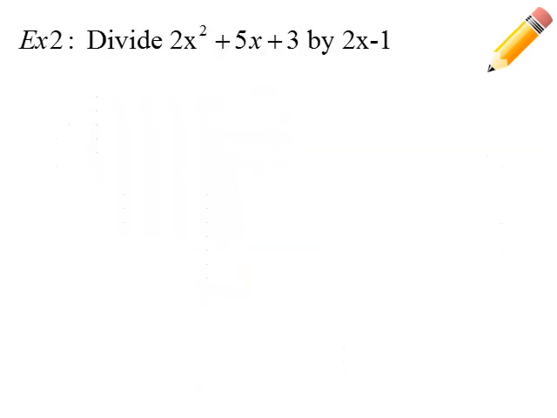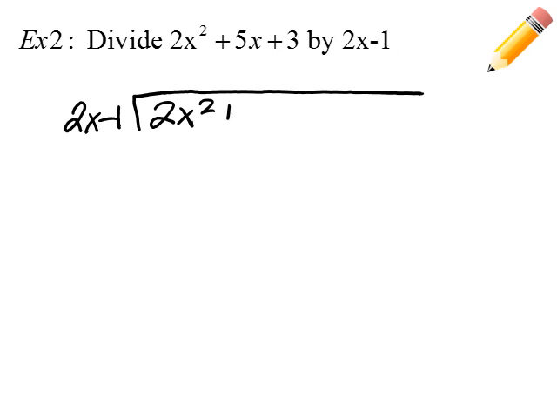Let's take a look at another example. Let's first set up our long division. We want our divisor of 2x minus 1 on the outside. Our dividend, or what we're dividing, goes underneath. First step, what times 2x would get me 2x squared? In this case, the only thing I'm missing is a 1x.